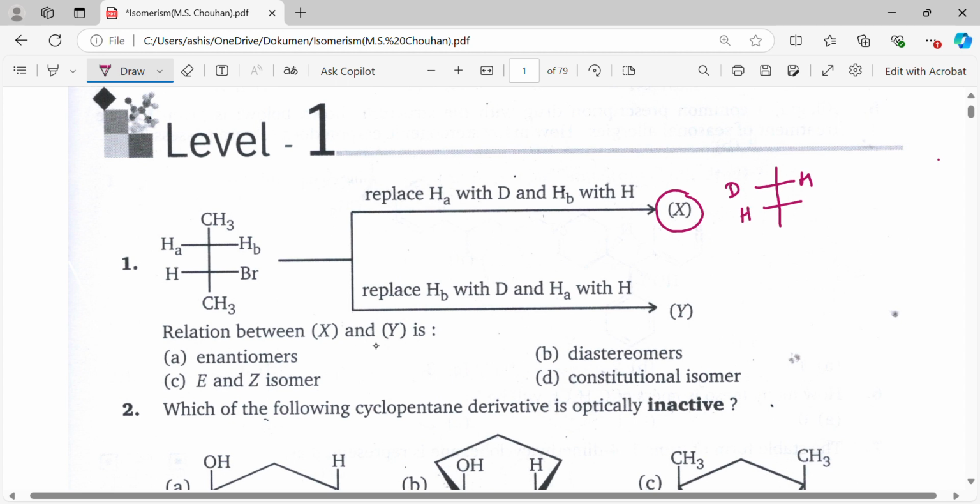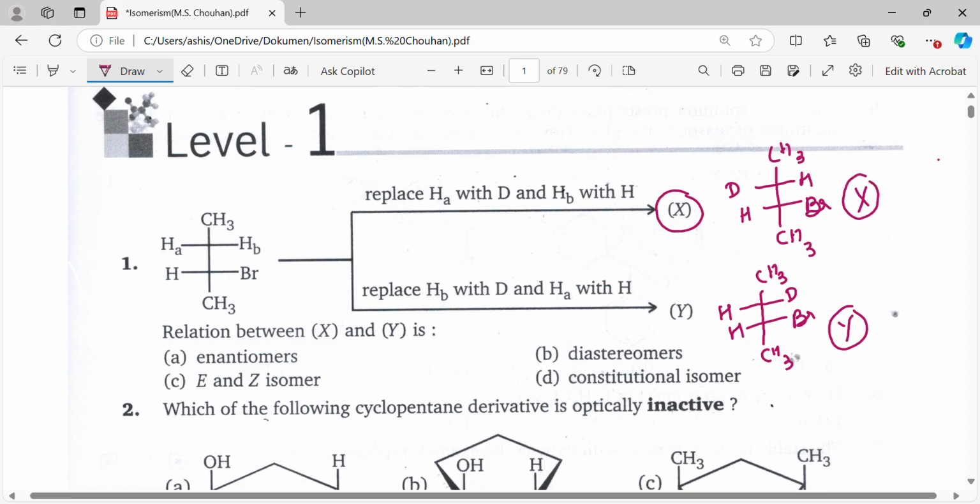The whole remaining compound will be the same, so it will be like that, Br, and here will be CH3 and CH3. That is the compound X. Then if we replace HB with D and HA with H, we will get the compound Y. So draw the structure of Y. The structure of Y will be like that, D, here is H and that is Br, then CH3 and CH3. So that is the structure of compound Y and that is the structure of compound X.